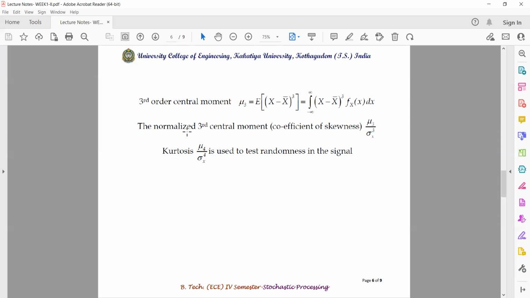The normalized third order central moment is called the coefficient of skewness. It is mu3 by sigma x power 3. And the normalized fourth order central moment is called kurtosis, that is mu4 by sigma x power 4. Generally, these two parameters are used to test the randomness of the signal. In specific, in my research work, in a good number of papers, I have used skewness and kurtosis for measurement of random noise.